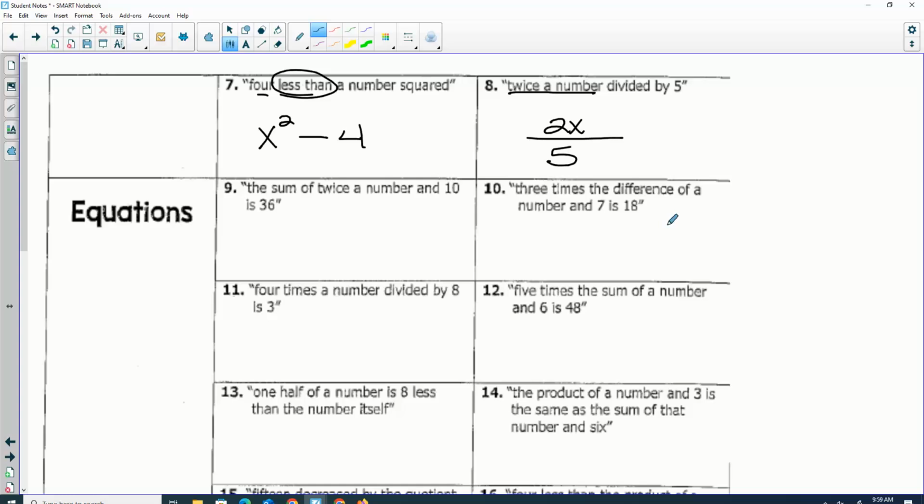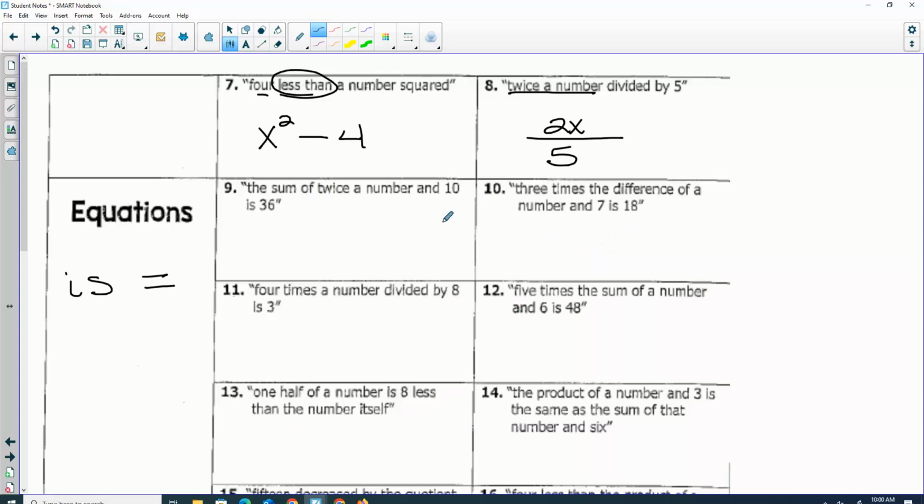So the next ones, I want to start talking about equations. Like, how do we write an equation? And the big thing to remember is the word "is" means equals. So anytime you see an "is," that's telling us equal to. We are not going to solve these equations today. We are just trying to read it and put it into symbols. What is this telling me?